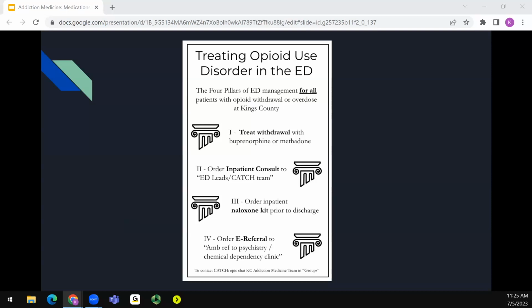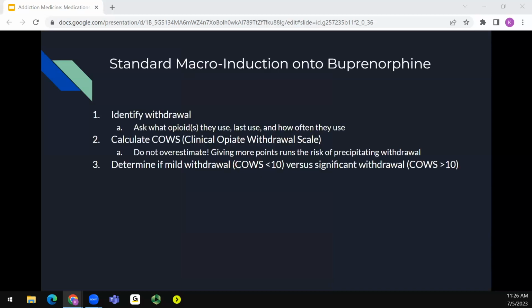Ordering an inpatient consult to the ED leads and catch team, which you do right off the bat as soon as you identify someone with OUD, whether it's just that they have a history of it, they're in withdrawal or overdose. At the end of the visit, having them go home with a naloxone kit, at least offering it and putting it in your note that you've offered it if they declined or they already have one. And then at the end, an e-referral to specifically the chemical dependency clinic in order for the R building to follow up, call the patient, and ensure that they're coming into the R building.